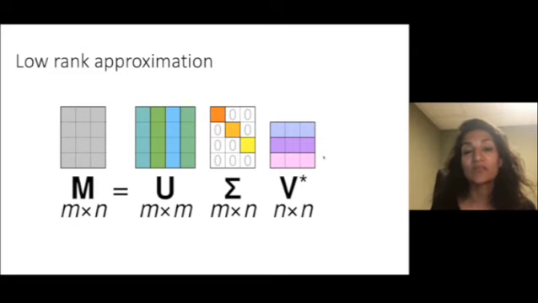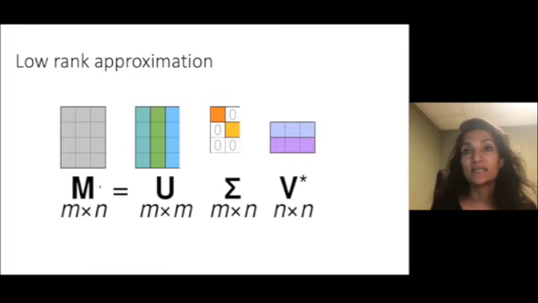SVD can not only be used to compute PCA, but can also be used to low-rank approximate the data. That means approximate the data with fewer components than what you were given. So suppose we have a data matrix that's M by N. You can have a singular value decomposition to U, sigma, V transpose. But you can chop off some singular vectors and some singular values and recreate the same matrix without some of the signals. So let's see an example of doing this.